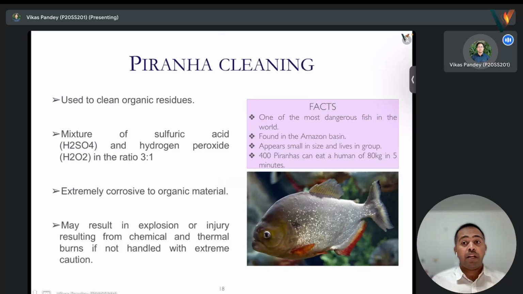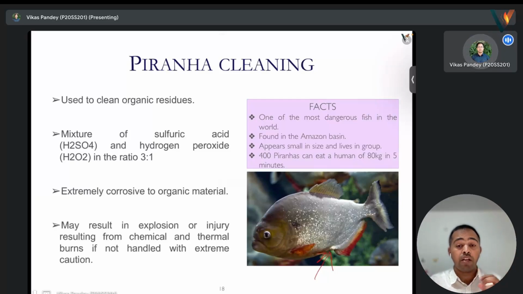Then there is something called piranha cleaning, which is very commonly used. And seeing the name, you might have understood that this is based on the name of a fish, piranha, that is actually considered one of the most dangerous fish in the world. I think there is a Hollywood movie based on this also. Okay, so this is found in the Amazon basin, and these are small fish, and they can eat human flesh itself. That is 80 kg of human flesh in 5 minutes. Like four, 500 small piranha will come and they can eat.